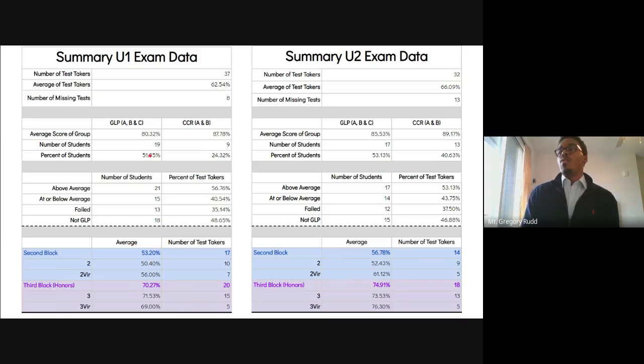So 51% of students were grade level proficient in Unit 1. In this unit, we had 53% of students. 24% of students were college and career ready in Unit 1, and 40%, almost 41%, were college and career ready in Unit 2. So we love this trend. We have to see it grow. We've got to improve from where it is. And I believe that we all have the opportunity to do that.